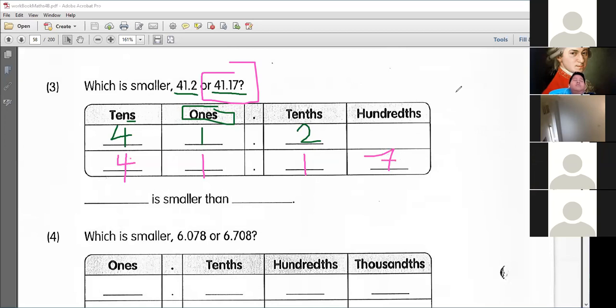All right, so that being the case, we always want to start, let me get a nice red pen here. All right, we always start over on the left-hand side with whatever this number may be, okay? Because these numbers are worth more than the other ones. These are higher place values. These are tens. All right, so we've got 4 and 4. Those are equal. All right, then I've got my ones. Those are also equal. Those are at 1. I've got 4 tens and 1 one in each of these numbers.